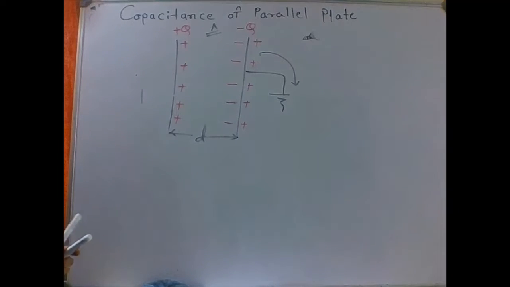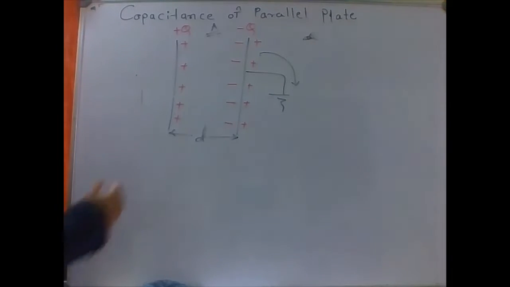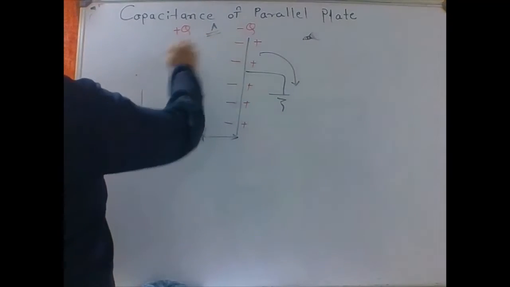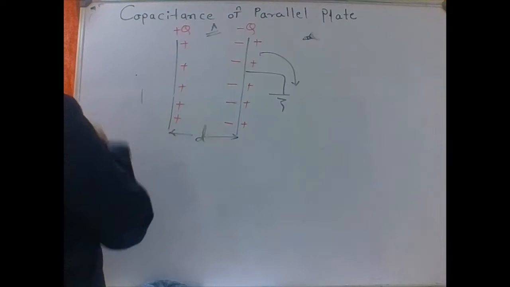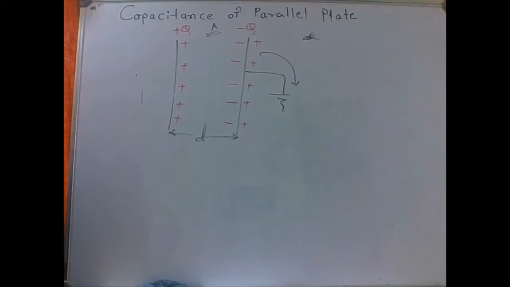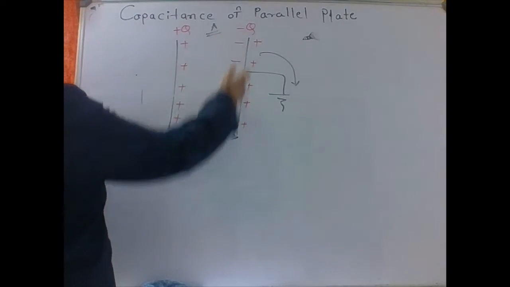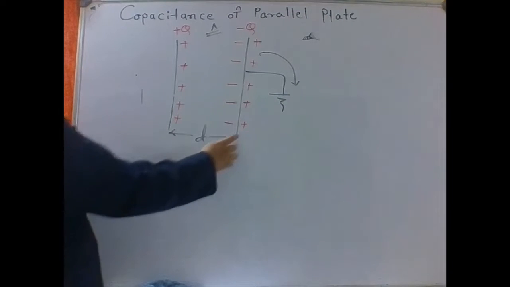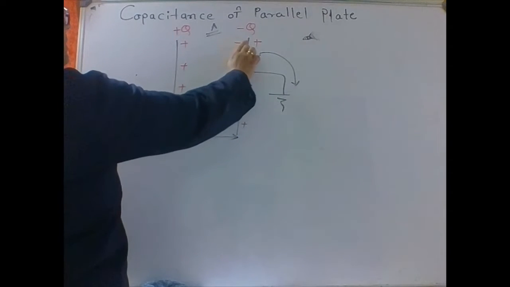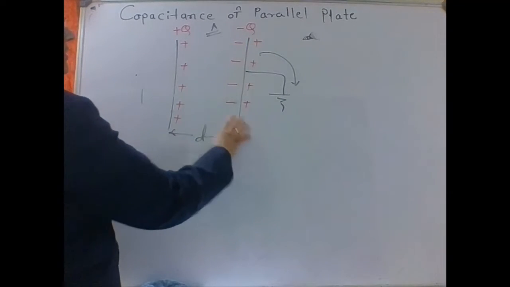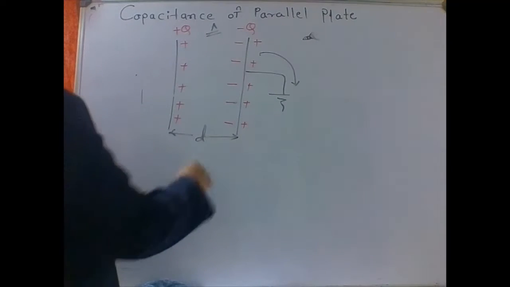Hello students, today we learn the concept of capacitance of a parallel plate. Here we consider two parallel plates, each of area A, and the distance between them is D. When a charge +Q is given to this plate, a negative charge is induced on this plate, and similarly positive charges are induced on the other face of this plate.